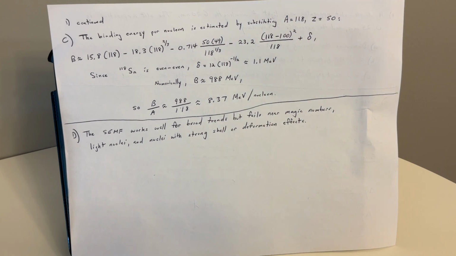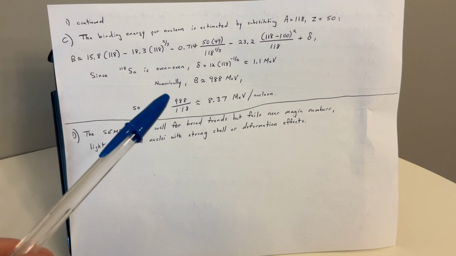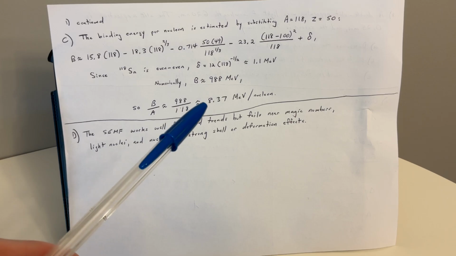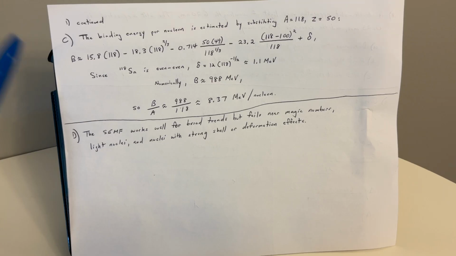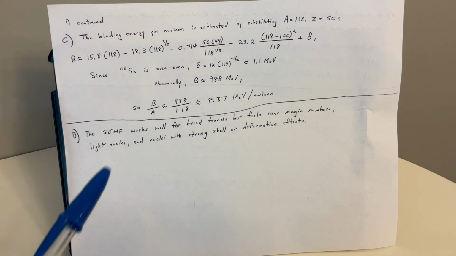Okay, so let's see here. Our B over A approximates 988 over 118, and we get 8.37 MeV per nucleon. Okay, and letter D, discuss limitations of the semi-empirical mass formula. The SEMF works well for broad trends but fails near magic numbers, light nuclei, and nuclei with strong shell or deformation effects. That's more of a textbook notes type answer.